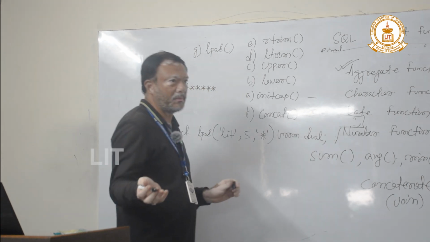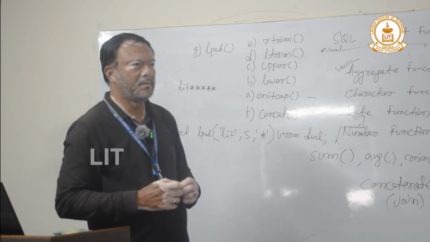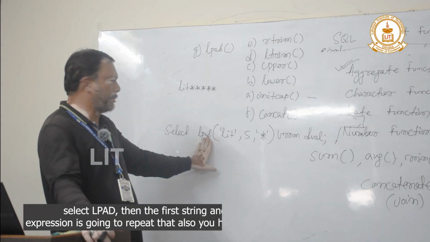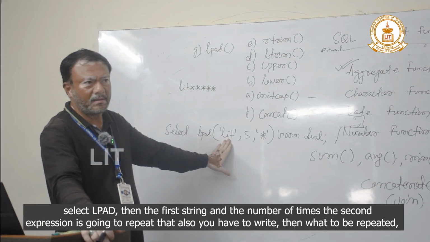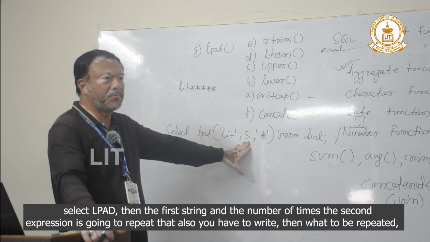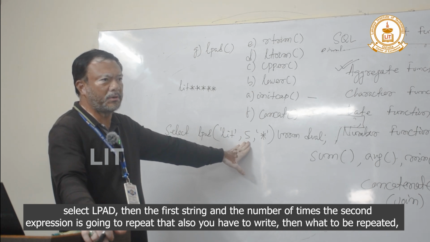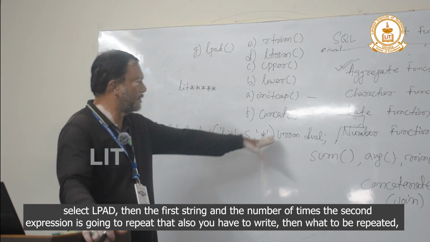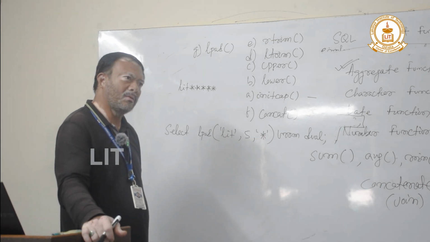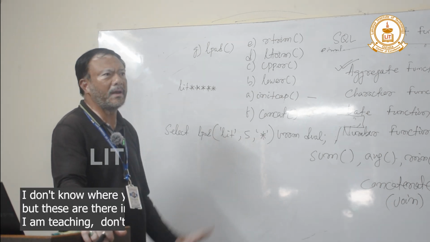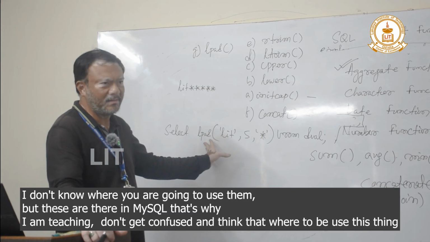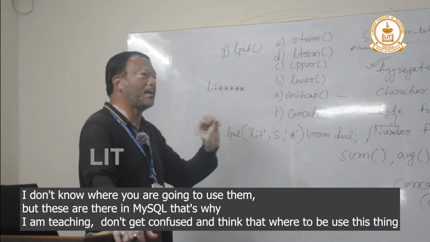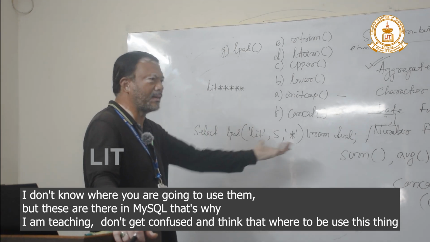Let's check, I'm not sure whether it is supported or not. Select LPAD, then the first string, then the number of times the second expression is going to repeat, then what is to be repeated, then from dual. Is it working? Okay, fine. I don't know where you are going to use them, but these are there in MySQL, that's why I'm teaching. Don't get confused about where this is to be used.